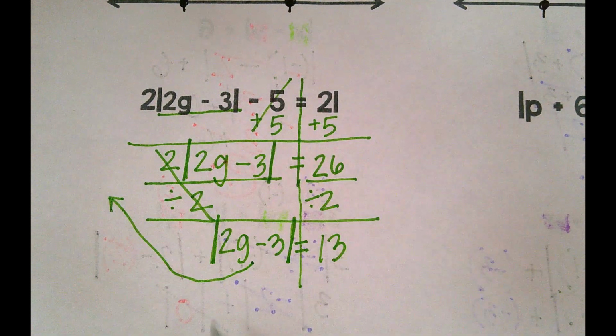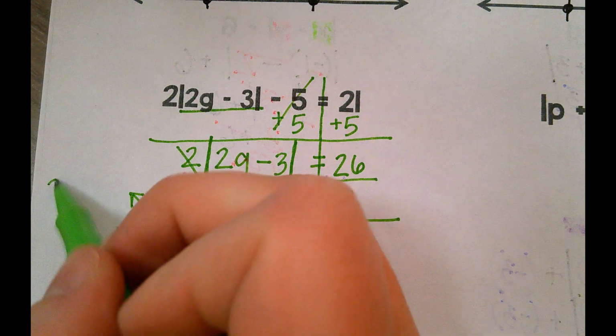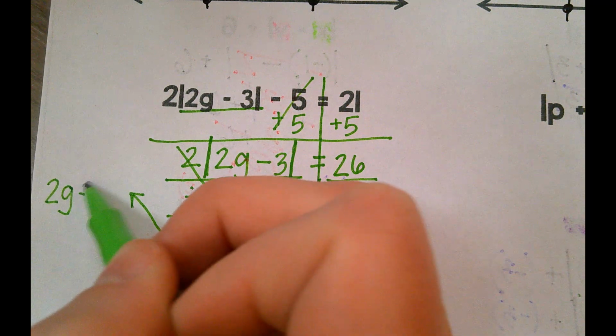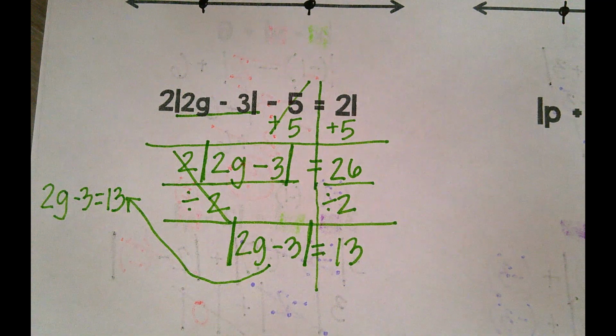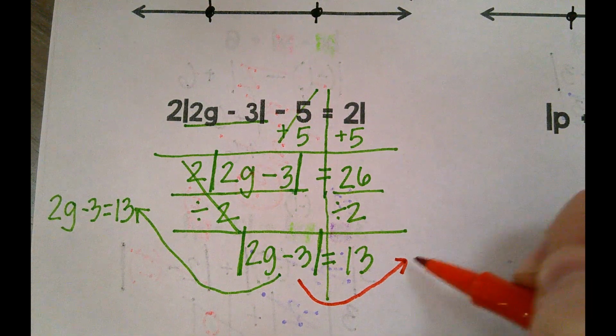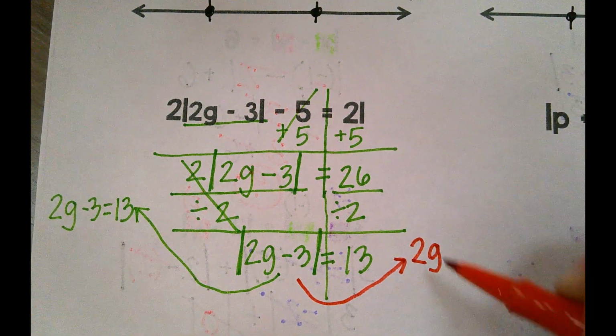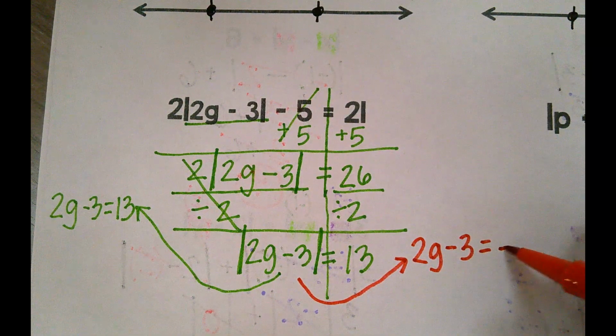And what will I write for my first equation? 2G minus 3 equals 13. And from the other one, 2G minus 3 equals negative 13. Yes, 2G minus 3 equals negative 13.